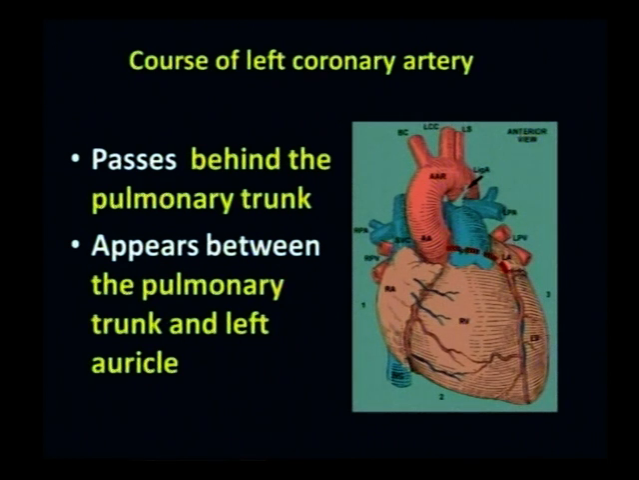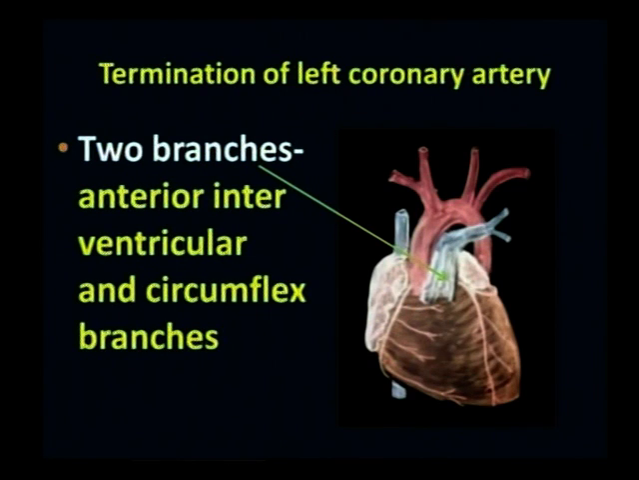The left coronary artery traverses in the initial part. As soon as it reaches the groove between the left auricle and the aorta and pulmonary trunk, it divides into two branches: the anterior interventricular branch and the circumflex branch.